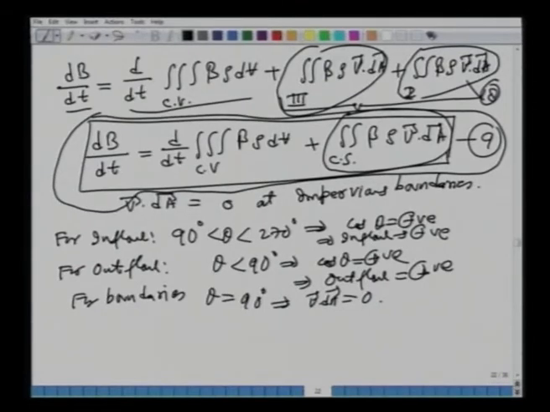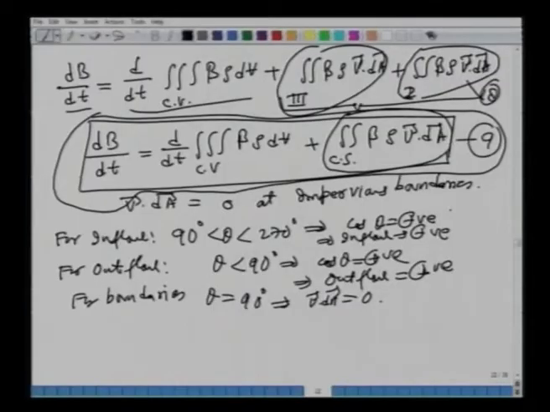First one is the time rate of change of extensive property stored within the control volume, and the second one is the extensive property flowing across the control surface.